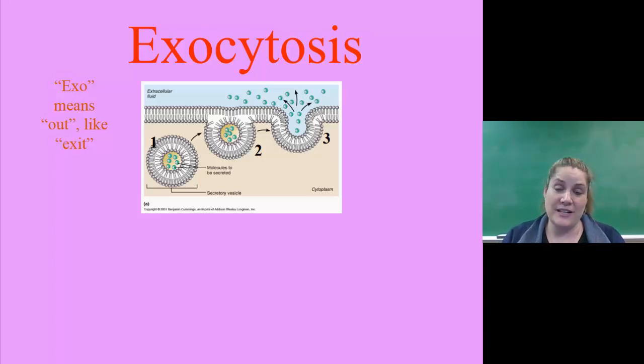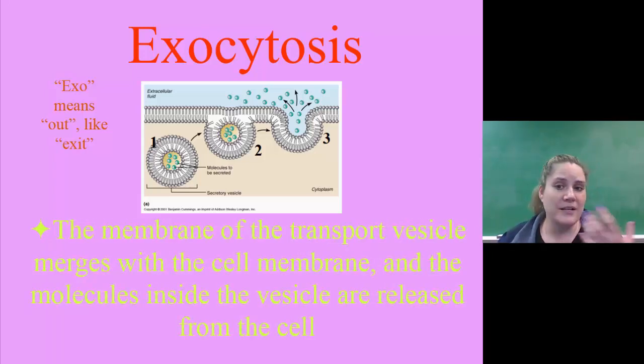There's also something called exocytosis. Exocytosis, exo means out. Cyto means cell, so exocytosis is out of the cell. And so with exocytosis, you're moving things out of the cell. So what happens is that the membrane of a transport vesicle just merges with the cell membrane because they're both made out of the same thing. They're made out of that phospholipid bilayer. They're made of exactly the same thing.